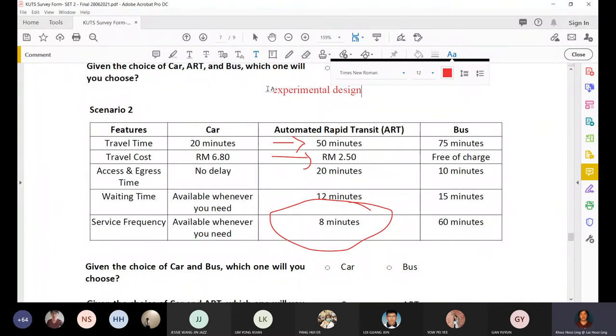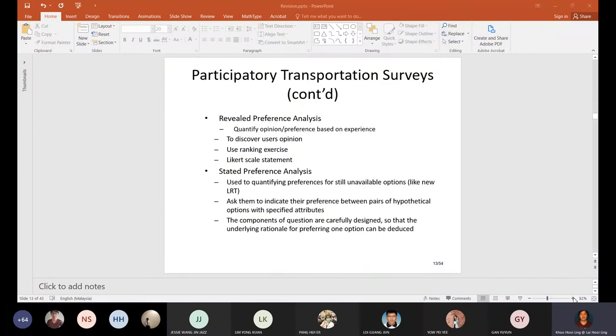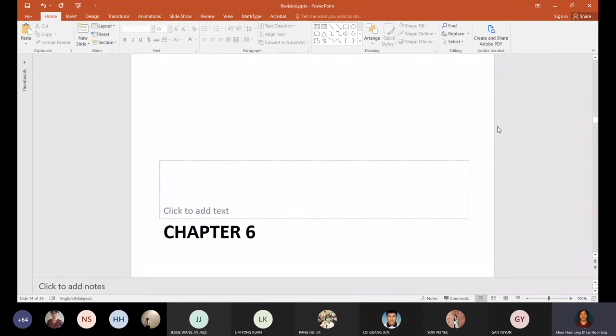But for the revealed preference, we don't use experimental design. We still have a Likert scale, and usually it is a statement. Then we consider whatever factors that we want to consider. So that is for chapter 5, the key points.